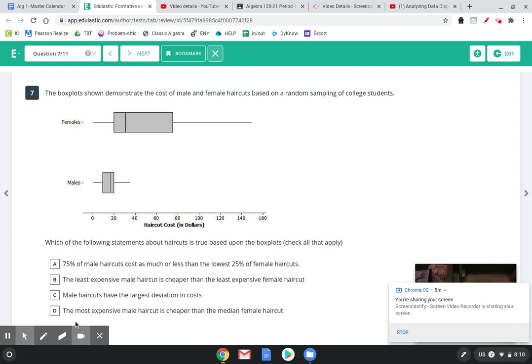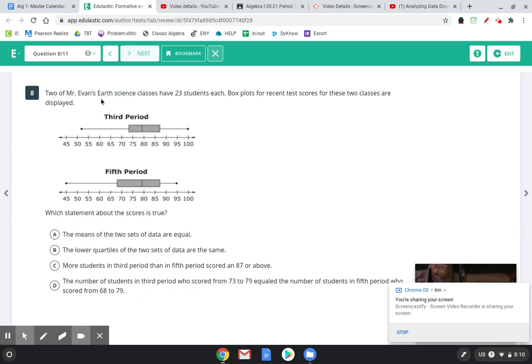Is that true? C, male haircuts have the largest deviation in costs. D, the most expensive male haircut is cheaper than the median female haircut. Is that true? Take a look and mark the ones, if you think there's more than one, that apply and are true.